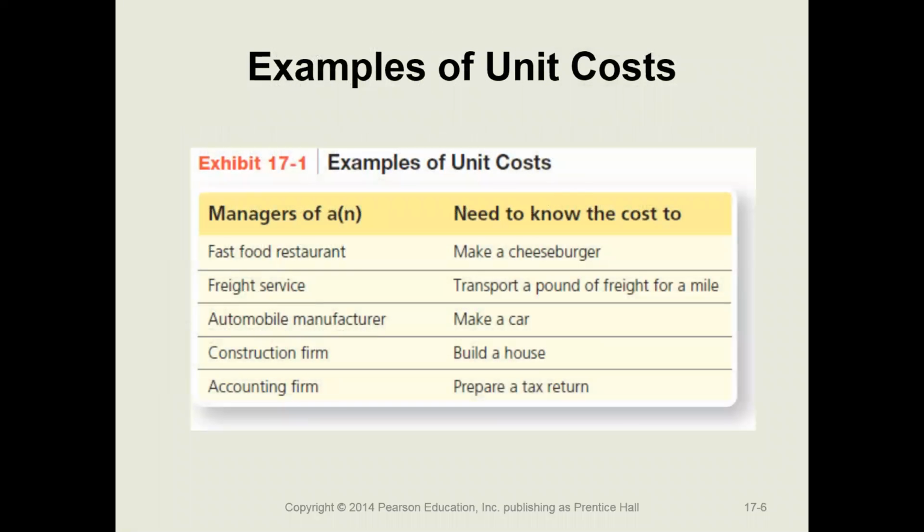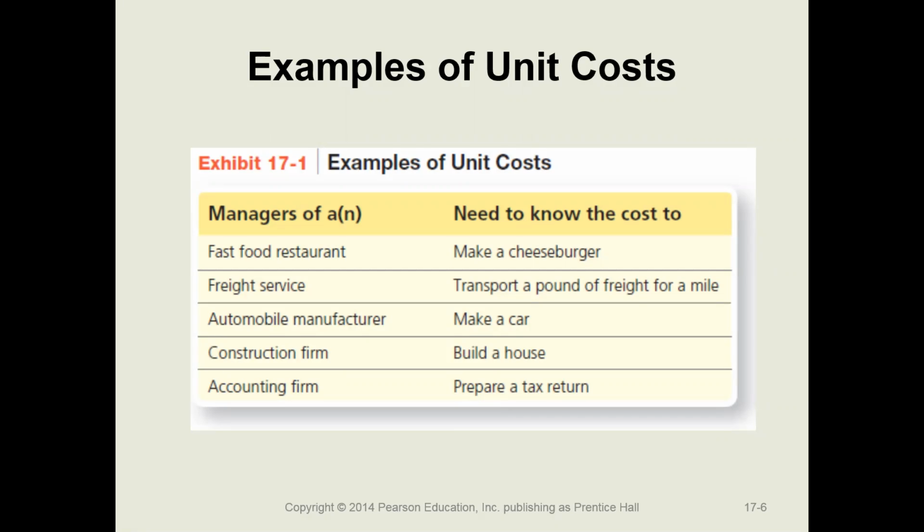So here's an example of the types of unit costing. For example, a manager of a fast food restaurant needs to know what the cost is to make a single cheeseburger, so that, again, can help determine what the price of that cheeseburger is going to be. Same thing with a freight service. A manager of a freight service needs to know how much it costs to transport 1 pound of freight 1 mile. And again, that way they can determine the pricing.